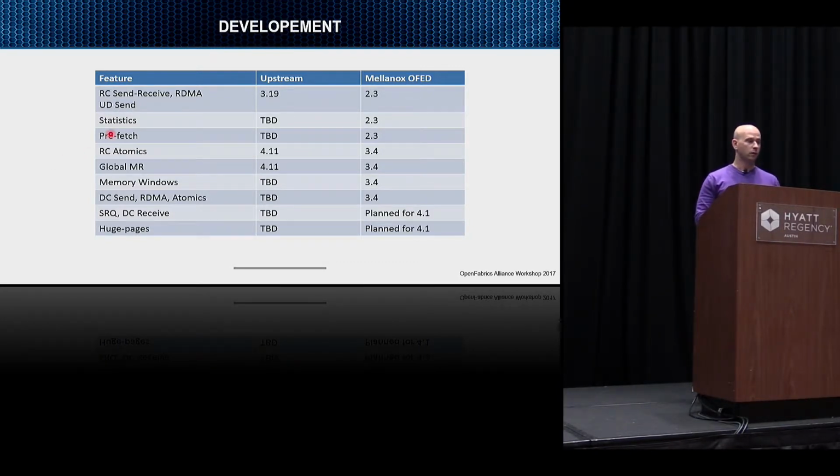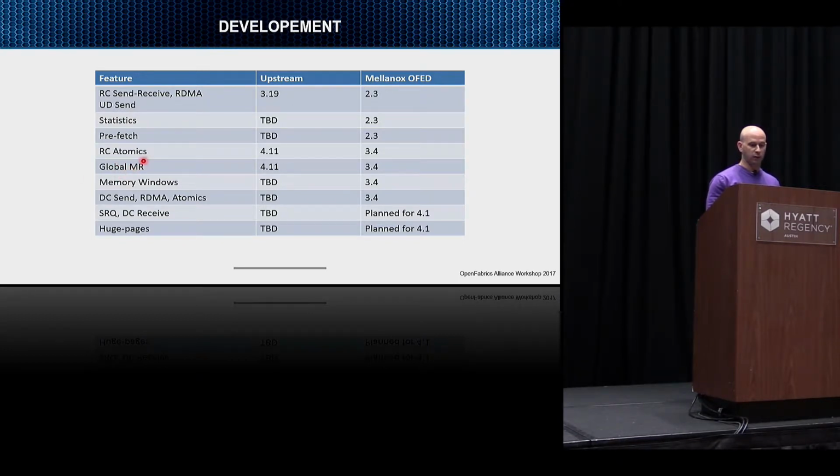In terms of development, demand paging is upstream since kernel 3.19, with all the basic support for RC, sends, receives, and RDMA, and also UD send. Statistics and prefetching are not yet upstream. They're planned to come in shortly, but they are part of Mellanox OFED.